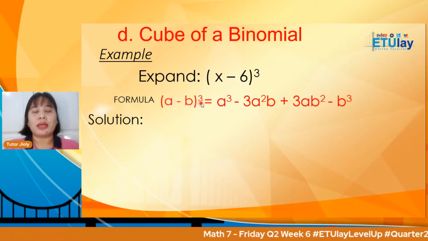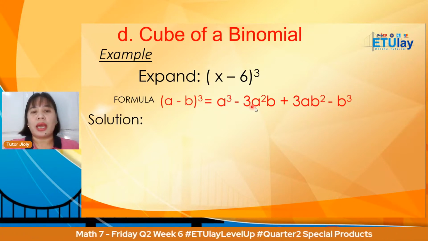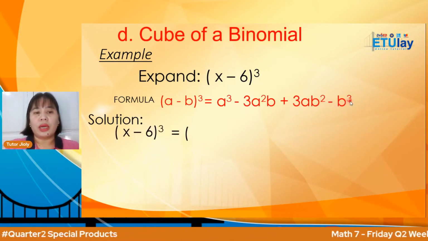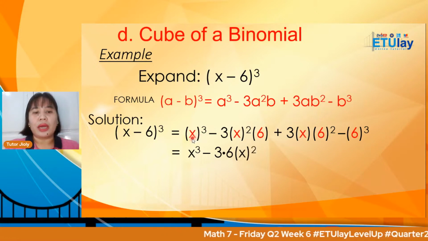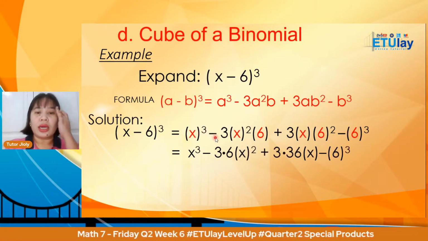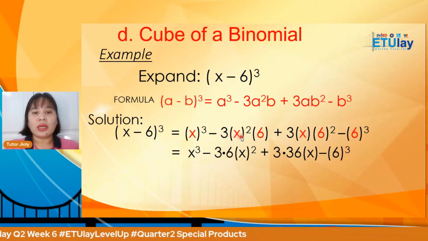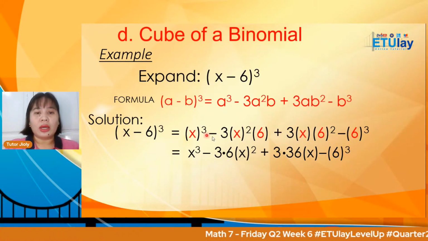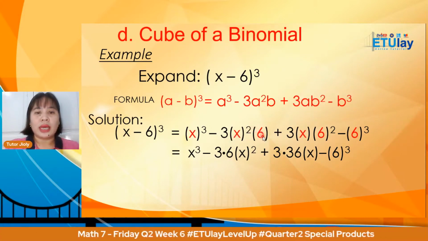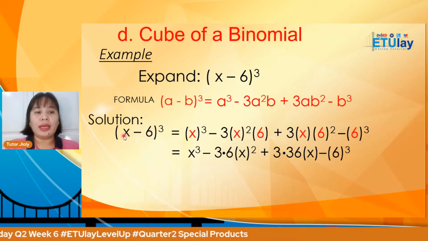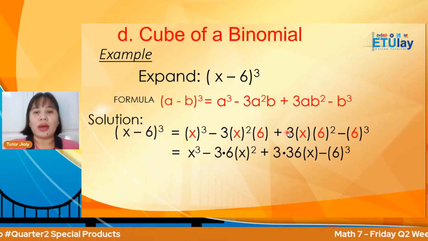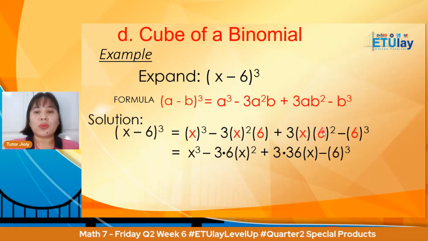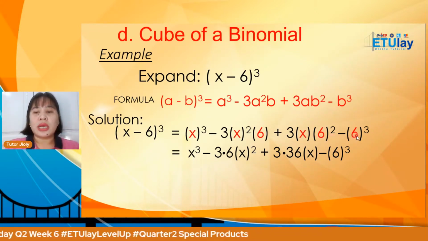Quantity of a minus b raised to 3 is equals to a cube minus 3a squared b plus 3ab squared minus b cube. So we have a cube natin. So x cube minus 3x squared. Ito po yon, yung a natin. 3x squared times 6. Ito po yung b natin. Tandaan, ito yung a, ito yung b. Then plus 3 times x times 6. Yung b naman natin, yung is squared natin. 6 squared minus 6 cube.